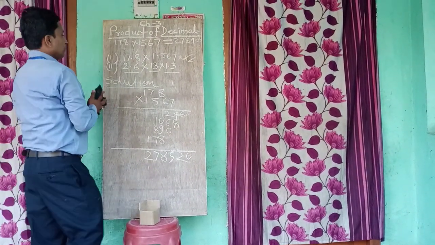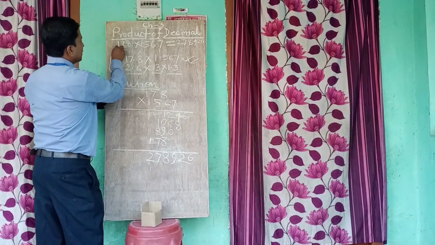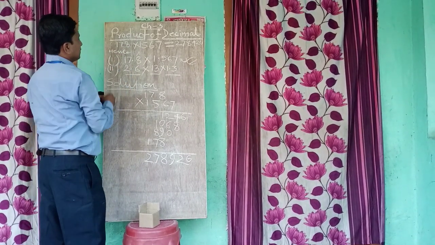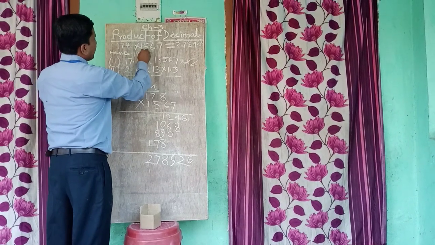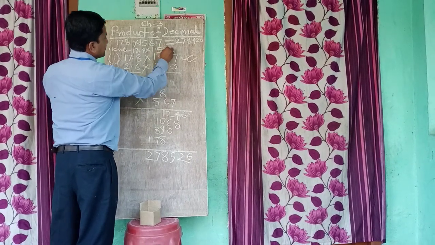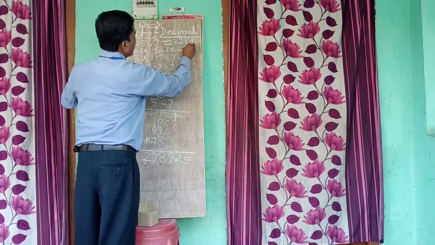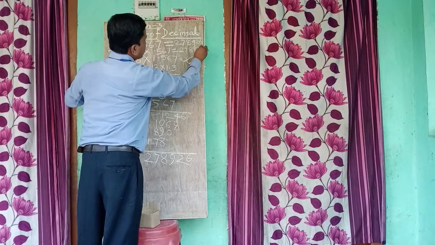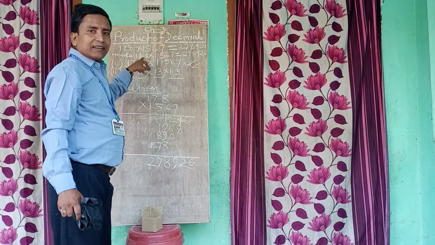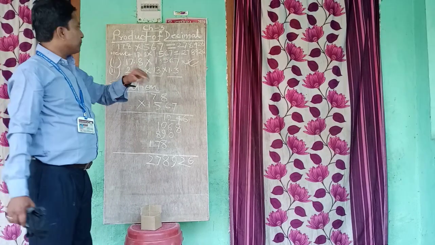Now after this you write the answer. Therefore, hence, 17.8 into 1.567 is equal to 278926. Now count how many numbers are there after the decimal. How many numbers are there after the decimal?